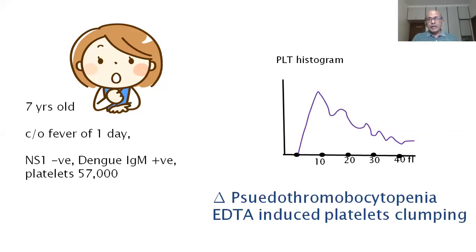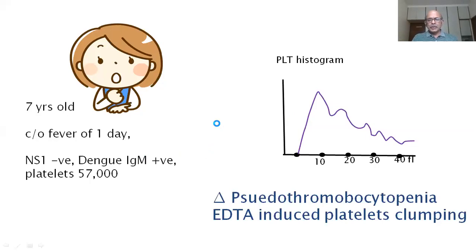Hence, it is mandatory that for any counter which gives you a report of thrombocytopenia, ideally, the pathologist should look at the smear to see whether the patient has really thrombocytopenia or it is pseudothrombocytopenia. Another simple way, if your pathologist has not taken the trouble, is to send another sample with heparin as an anticoagulant, and lo and behold, you will find that the platelet count is normal. So this patient was saved hospitalization just because I looked at the platelet histogram.